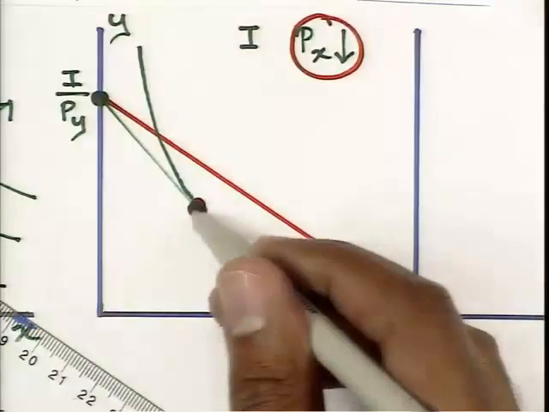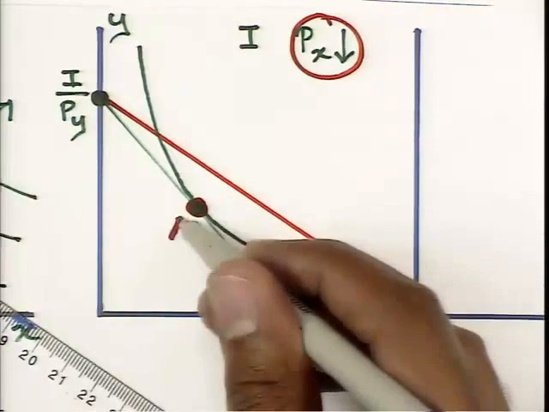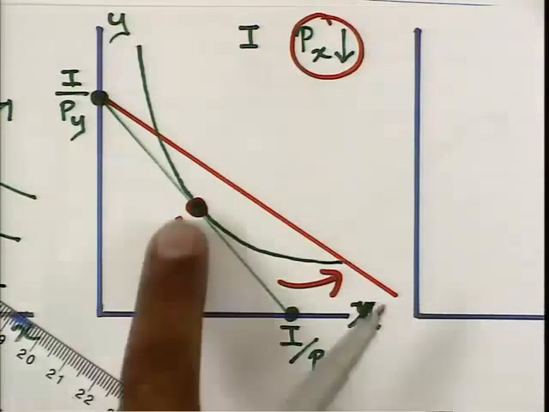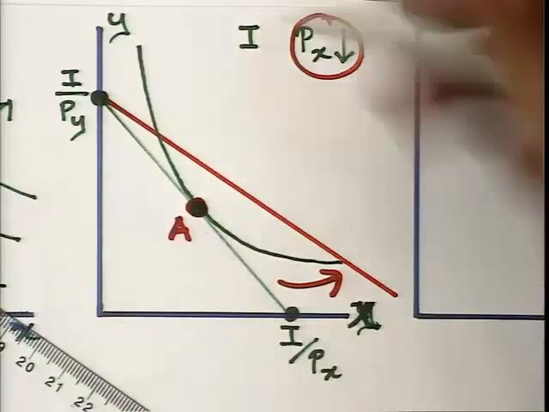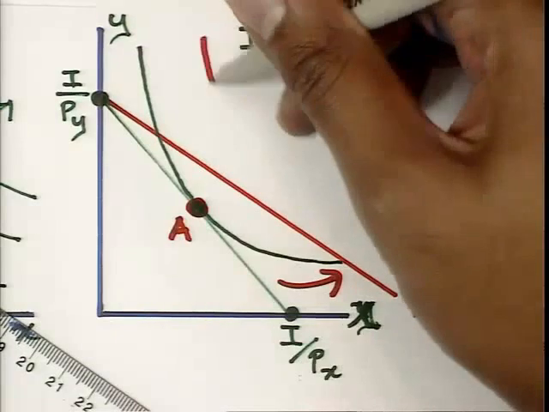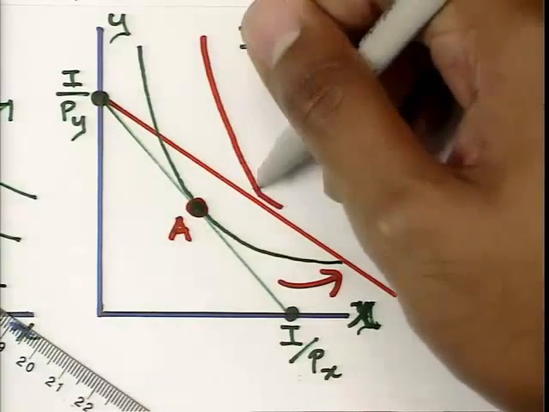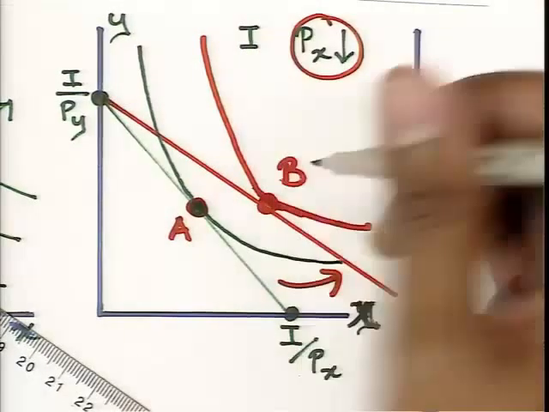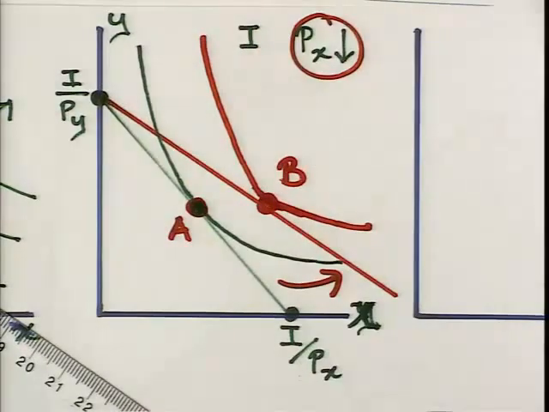My current combination, let's call that A, is still affordable, but it's within my budget. I'm not maximizing my happiness. I'm actually able to afford a higher level of utility. We'll just call that B. So I'm able to move to a higher indifference curve. The fall in price of X enables me to increase my utility.